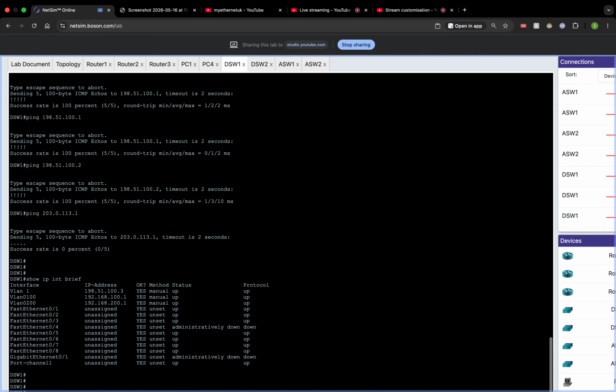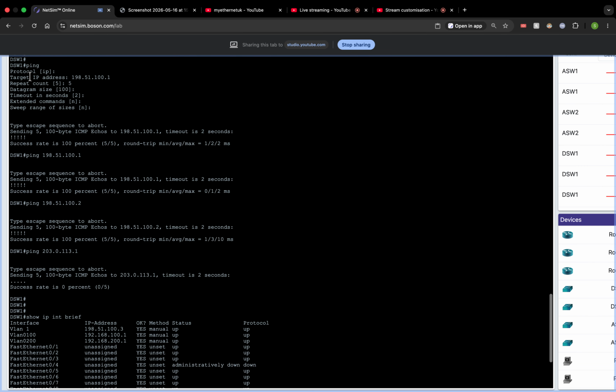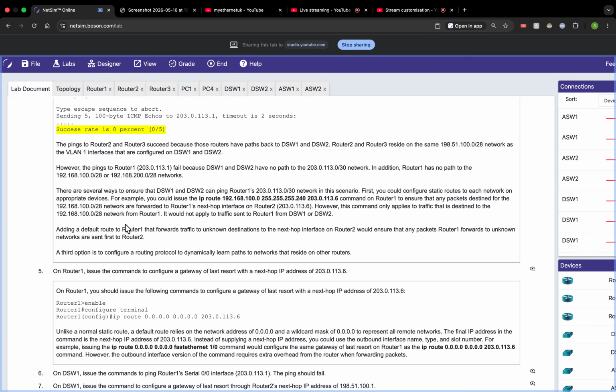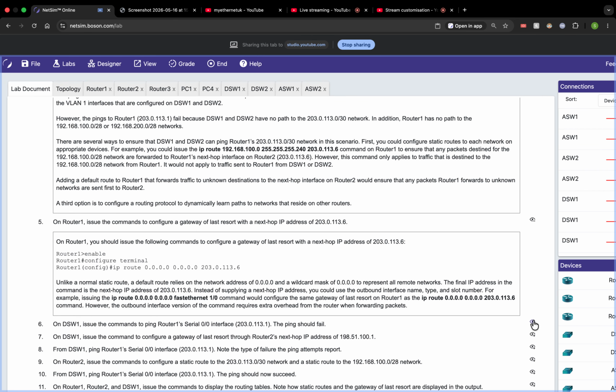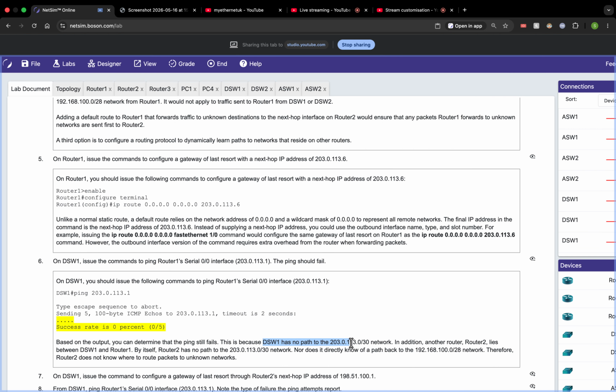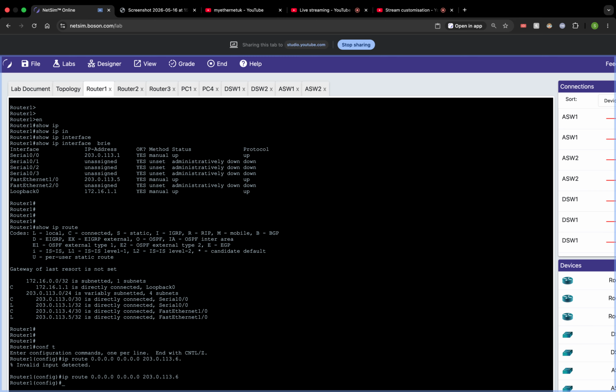Sorry, you could do FastEthernet 1/0. You could do that as well. The outbound interface name. Now that interface, by the way, is going to be the outbound interface on the device. We're not talking about router 2's interface. We're talking about the interface on router 1 that's facing router 2's interface. That's what you could specify, or you specify the next hop address of that neighboring device, in this case router 2. Okay, so the outbound interface version of the command requires extra overhead from the router when forwarding packets.